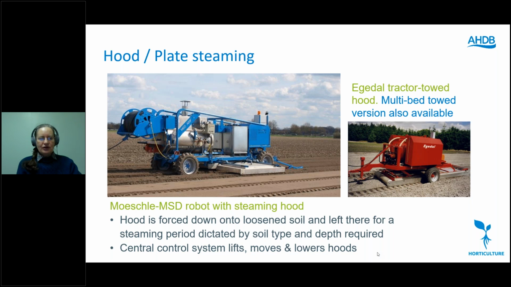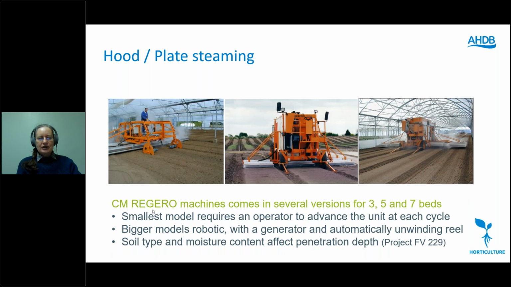Other models are made by another company, Rigero. If you've got a fairly small glasshouse, you can have an operated one where the man or woman stands on it, or you can have robotic versions of up to 7 beds. Again, there has been a project on it, Field Veg 229, and that showed that soil type and moisture content can affect the penetration depth. And I think that's the same with any steaming, really.